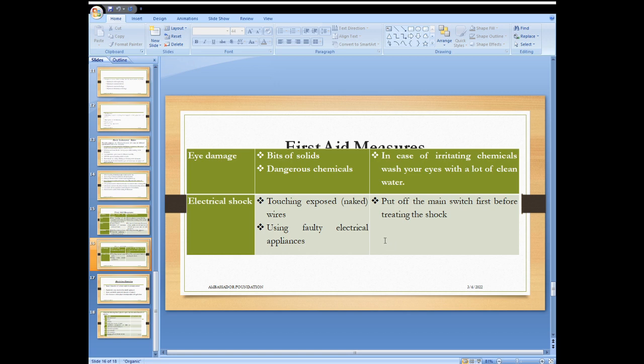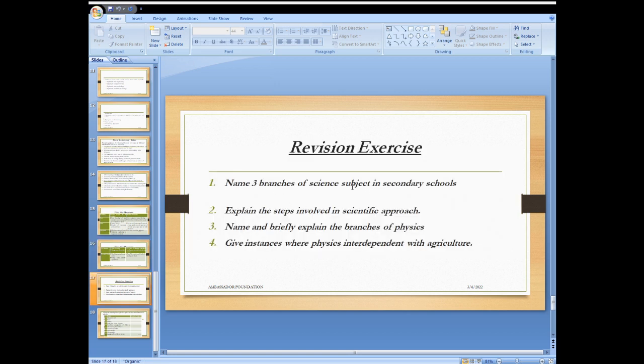Before we end the lesson, name three branches of science subjects in the secondary schools. We've mentioned them. Explain the steps. Now this one you will do it. Explain the steps involved in a scientific approach. I said we are realists. We have to do what? We have to do the practical, analyze, and then we make a conclusion. So work on this question.